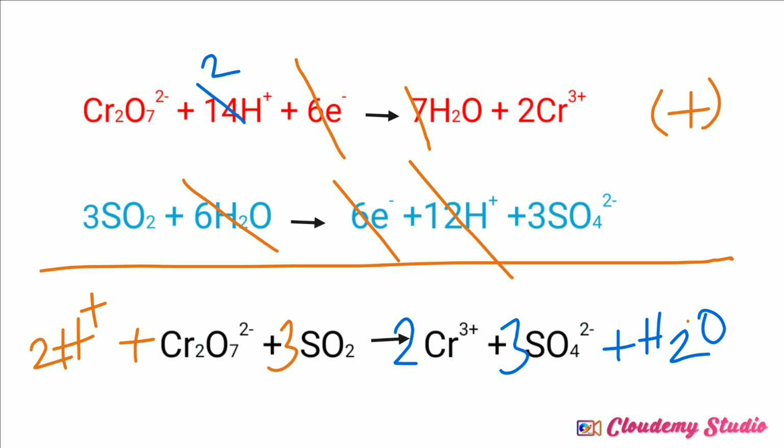Now the equation is balanced. The balanced equation is 2 moles of hydrogen ions plus 1 mole of dichromate ions plus 3 moles of sulfur dioxide gives 2 moles of chromium ions plus 3 moles of sulfate ions and 1 mole of water.